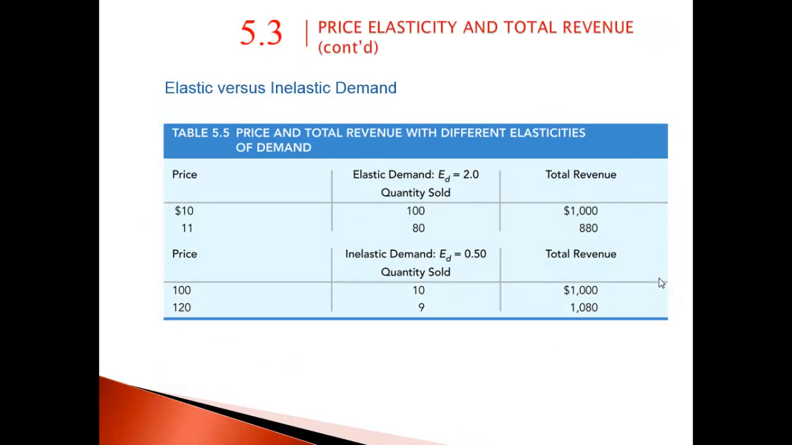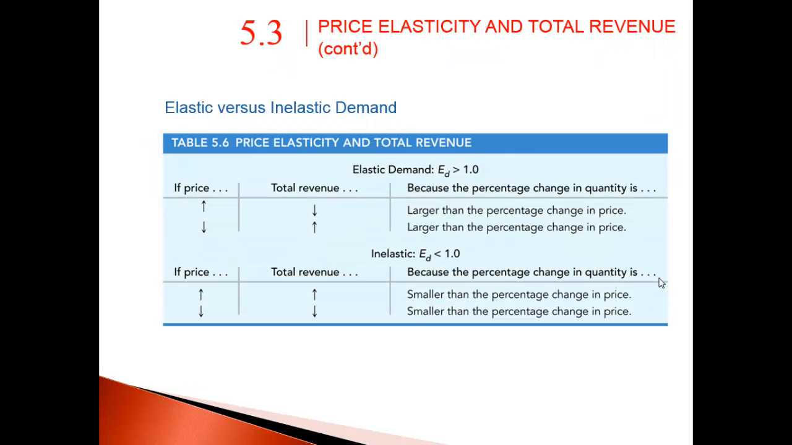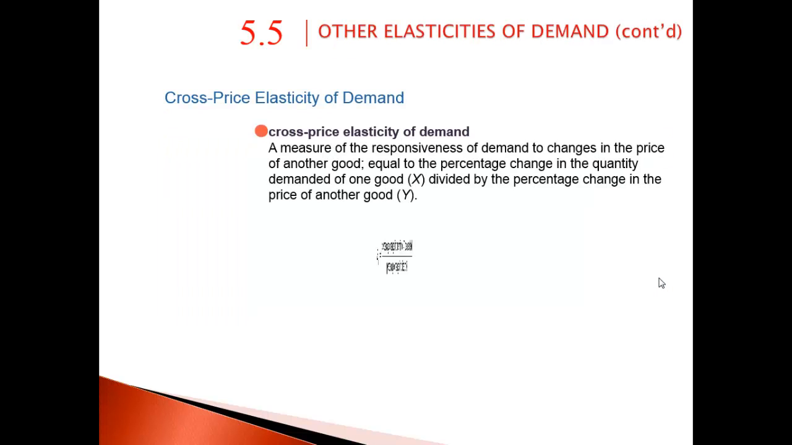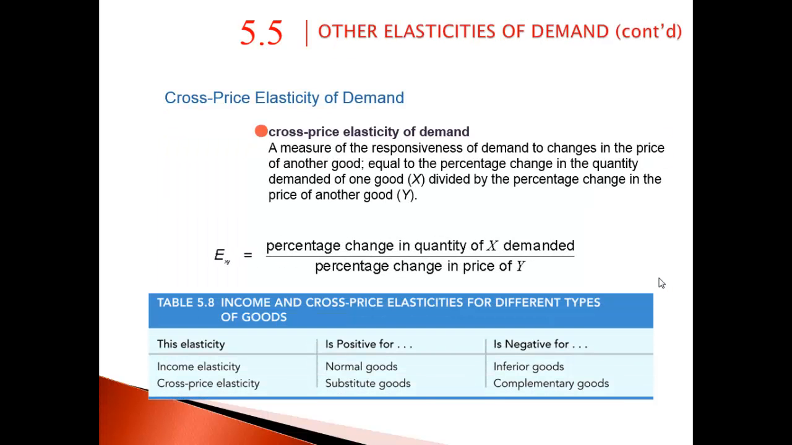All right. Let's go on. These are just some tables I'd like you to look at on your own later on. Let's look at the cross price elasticity of demand. This is a measure of the responsiveness of demand to changes in price of another good, equal to the percentage change in the quantity demanded of one good divided by the change in the price of the good Y.